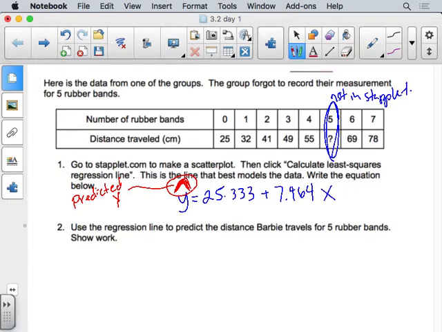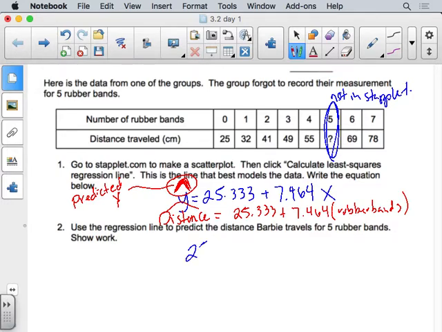So that's important. Another way is that sometimes they like you to actually write out your y value, so you put distance equals 25.333 plus 7.464 rubber bands. I don't think you would get counted off, but sometimes they like seeing the variables written out, so they know that you know what that means. Okay, use the regression line to predict the distance traveled for 5 rubber bands.